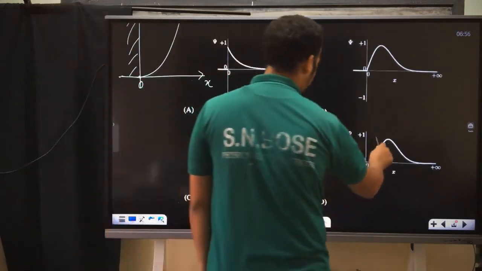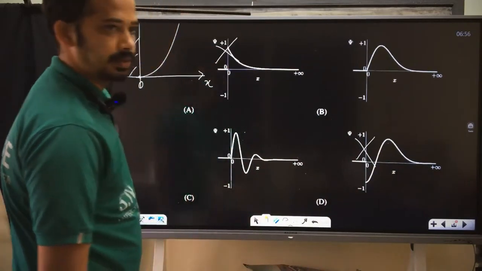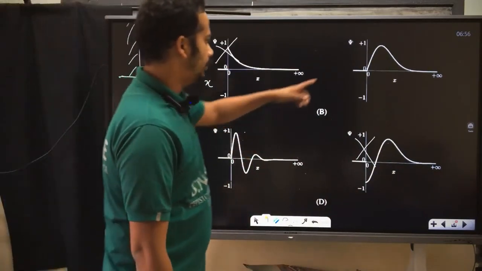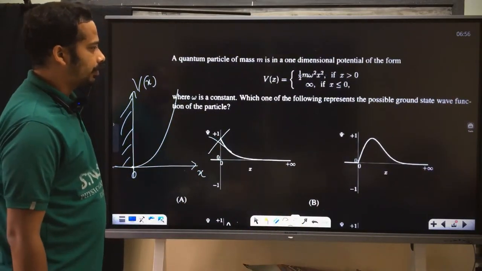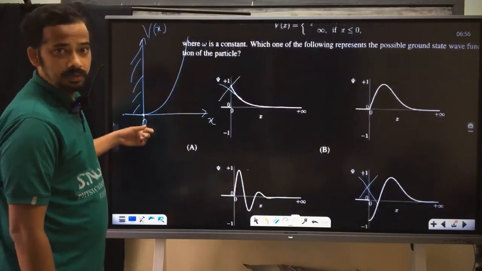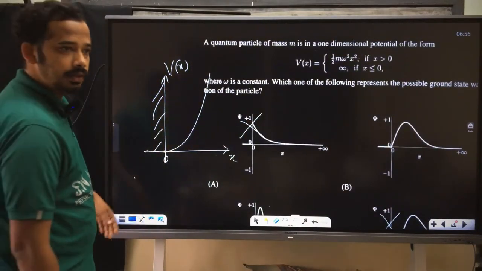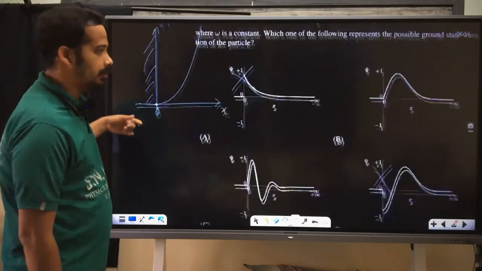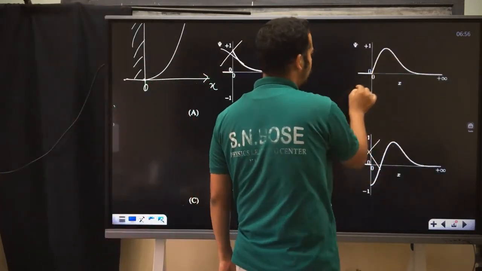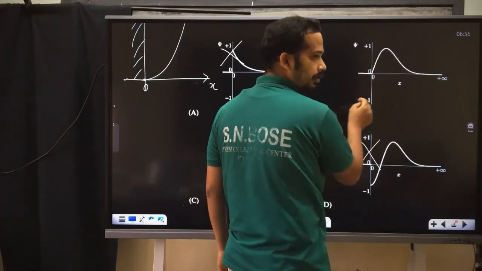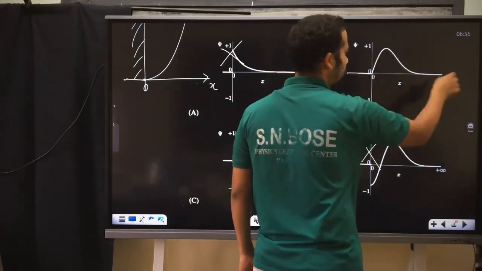These two options are nonsense. Why? The wave function is discontinuous. It will never be discontinuous. These two options are possible. What he is asking, let us see. Which one of the following represents a possible ground state? Ground state means, for this one, what is the minimum first state? That is the n equal to 1 state. Am I right? That n equal to 1 state looks like this. For the full harmonic oscillator, it is like this. But for the half harmonic oscillator, it is 0 here. It is like this here.